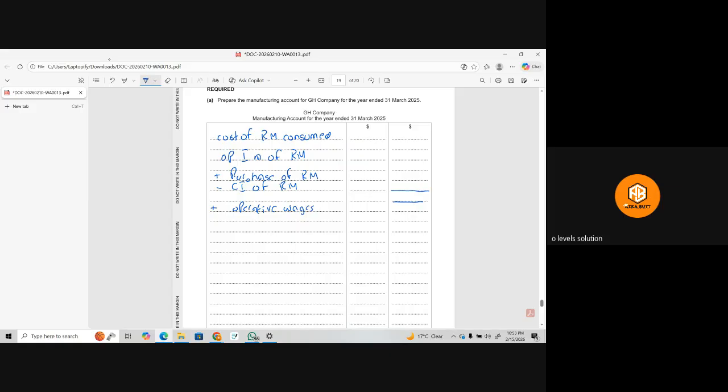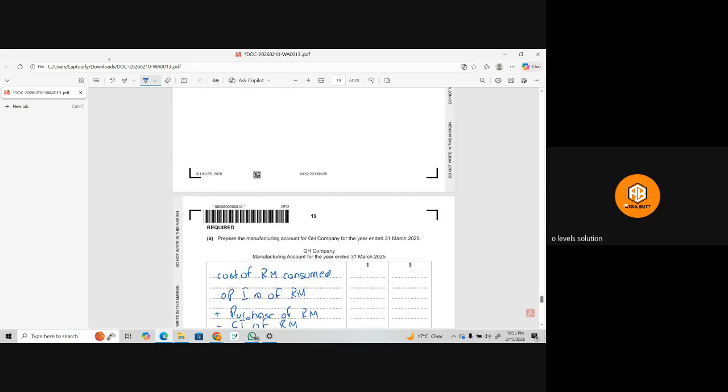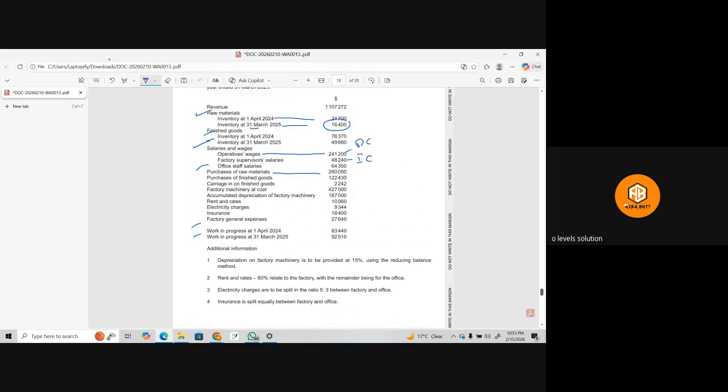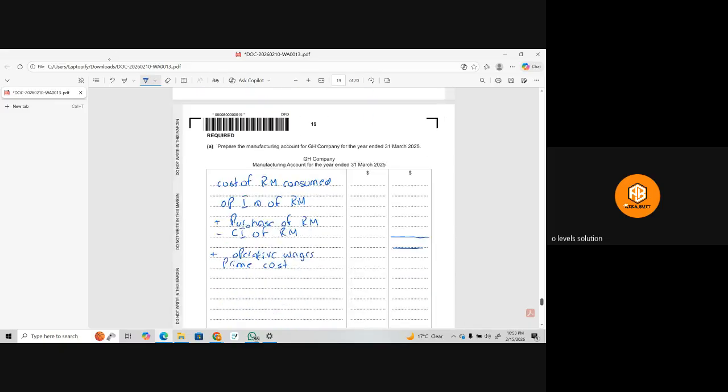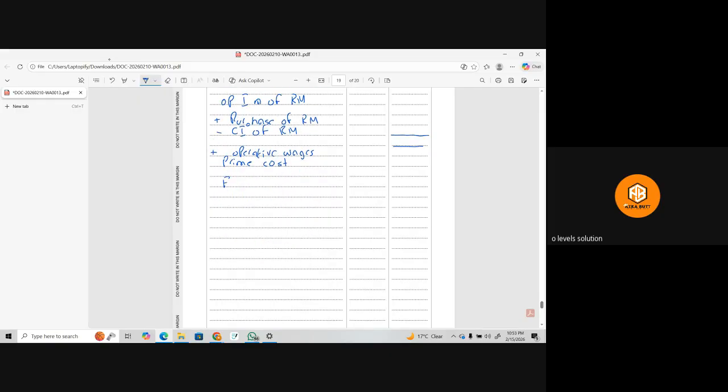And then when we add the total cost of raw material consumed and the operative wages, we will get the prime cost, because prime cost is equal to the total direct cost. Prime cost is equal to direct material plus direct labor plus direct expense. There is no direct expense, there are only two things here. So we will add and find the direct cost. After that, we have to write the factory overheads.